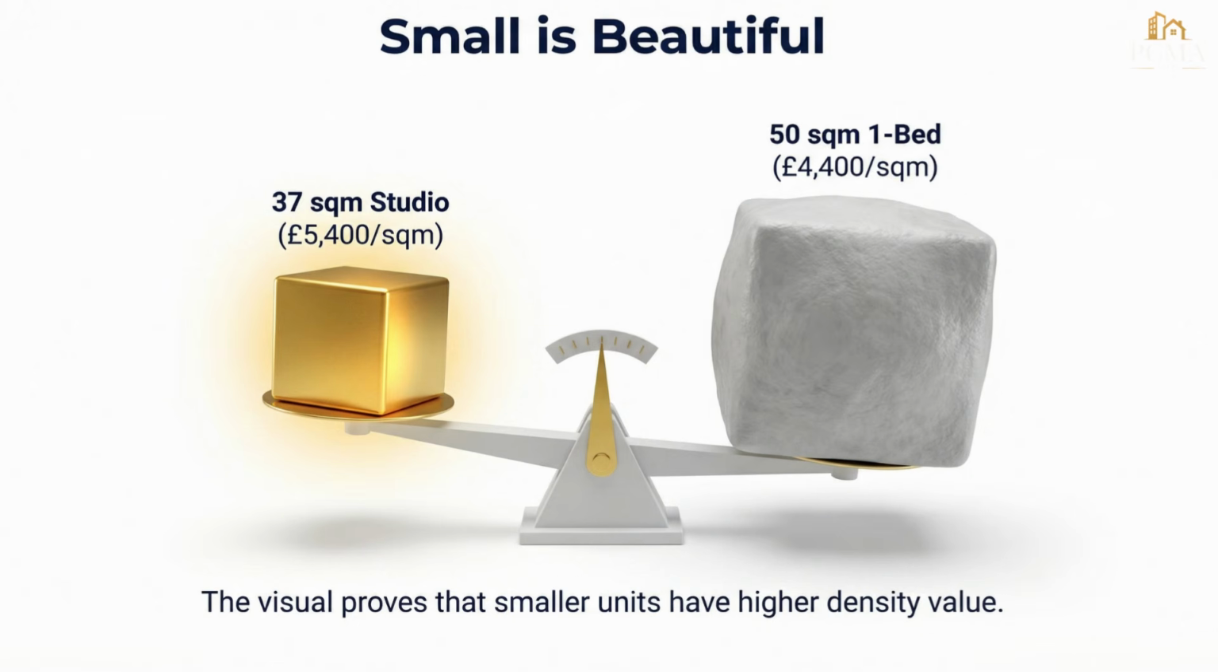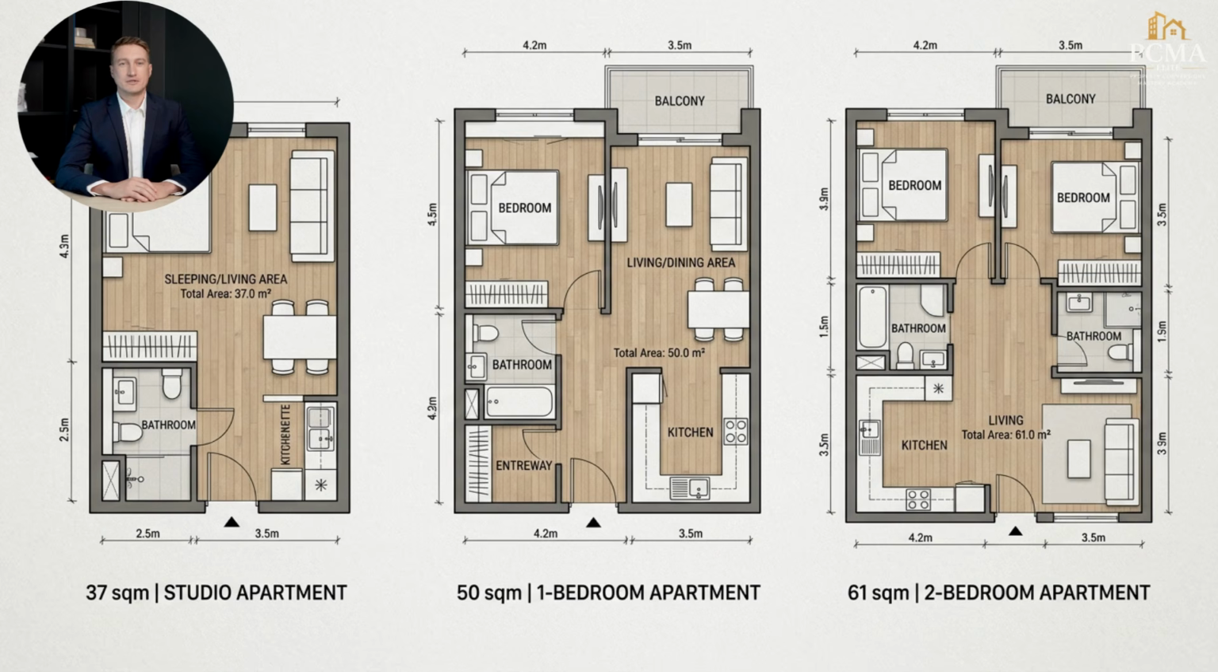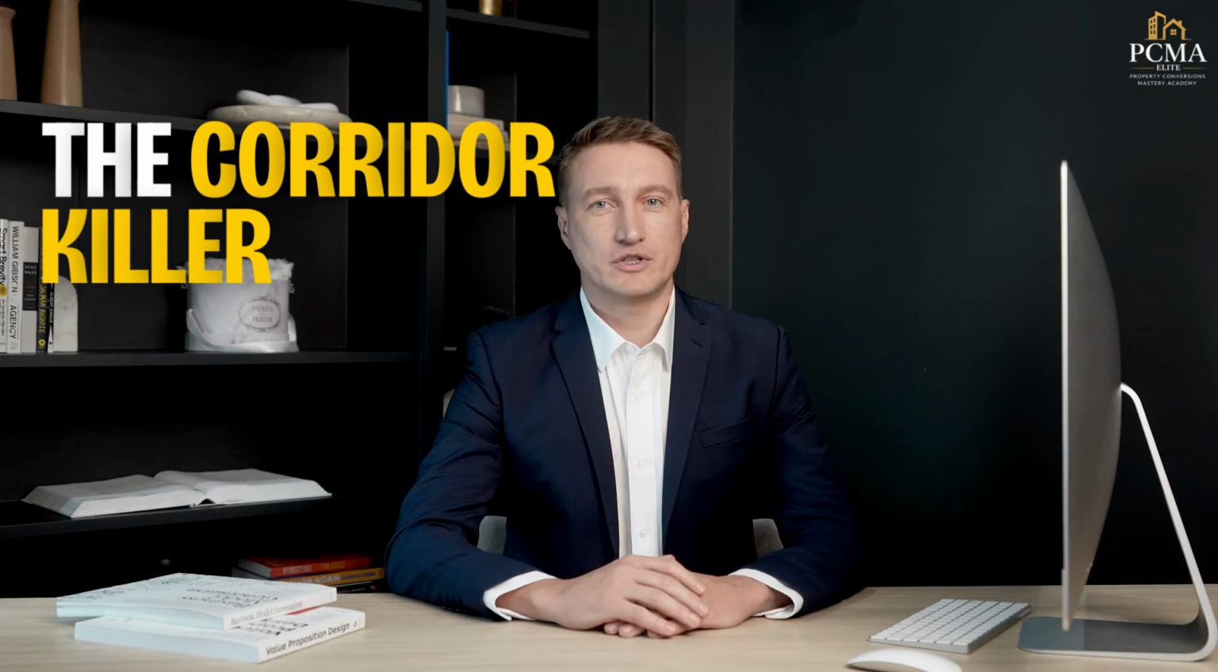The sweet spot is the minimum viable product. 37 square meters for a studio, 50 square meters for a one bed, 61 square meters for a two bed. Hit the minimum standard and stop. Anything bigger is charity.